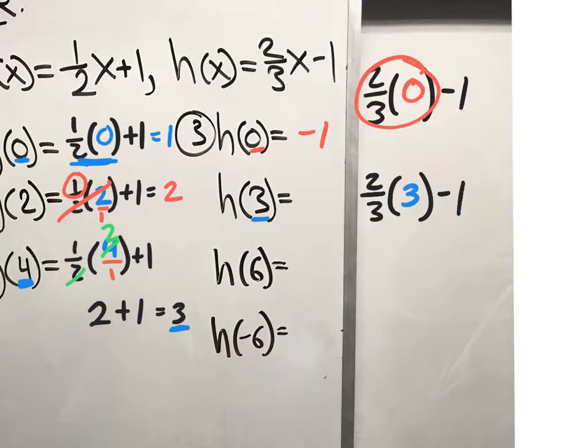And it's as simple as this. 2/3 times 3. When you multiply a fraction by its denominator, it cancels out. So you really have 2 take away 1 left over, which is just 1. So my output is 1.